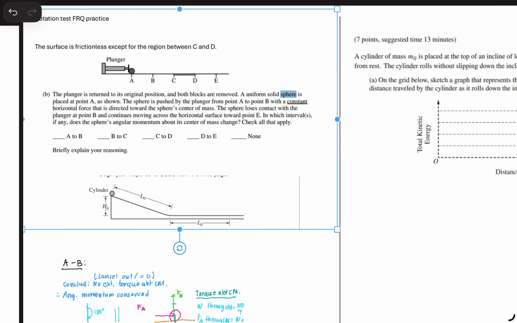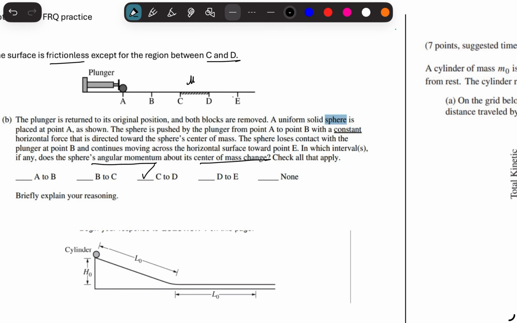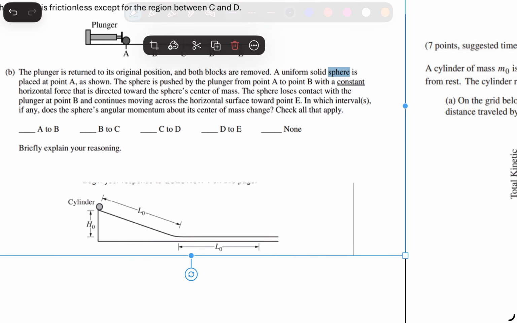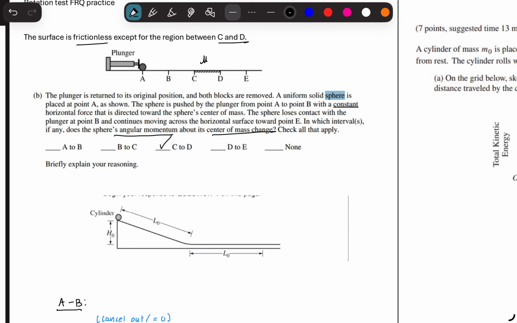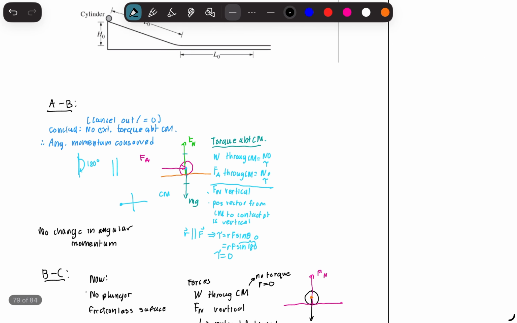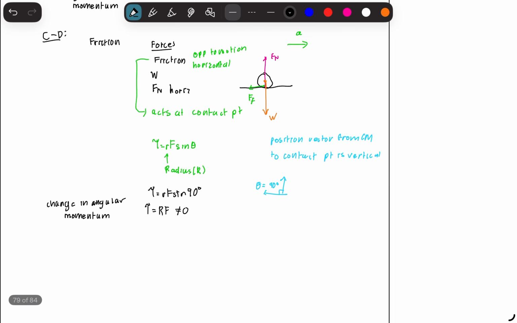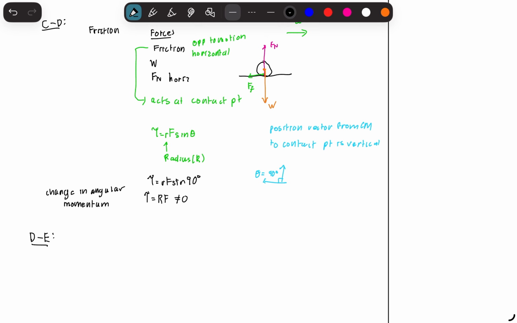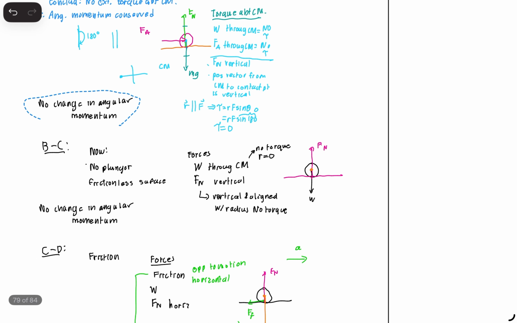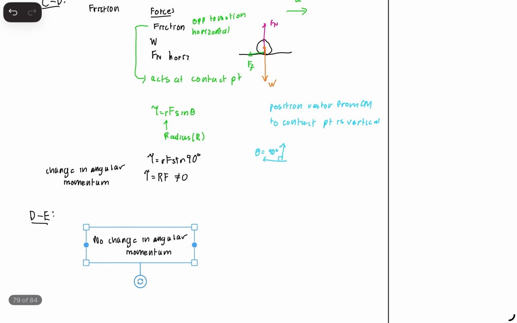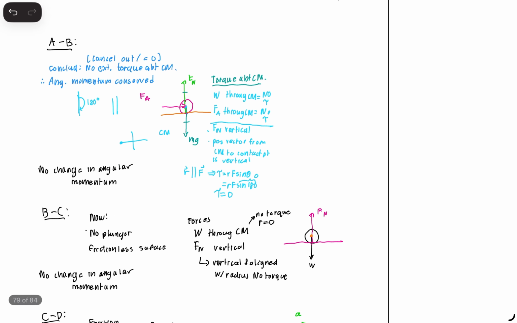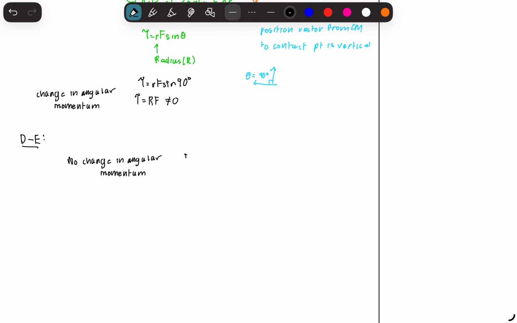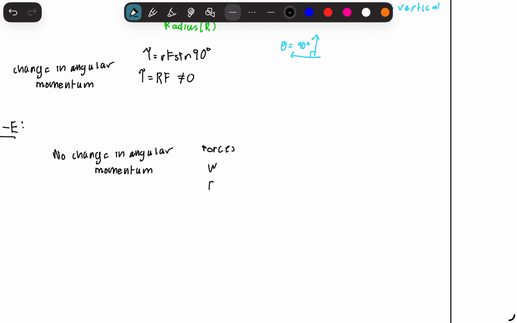Now let's go back to analyzing another frictionless surface. That's going to be from D to E, our final interval. This is going to be frictionless, and our only forces are going to be weight and the normal force. Both of those contribute 0 torque. So angular momentum from D to E does not change because there are no net external forces acting on the object. Again, our forces were weight and Fn, and these produce 0 torque.